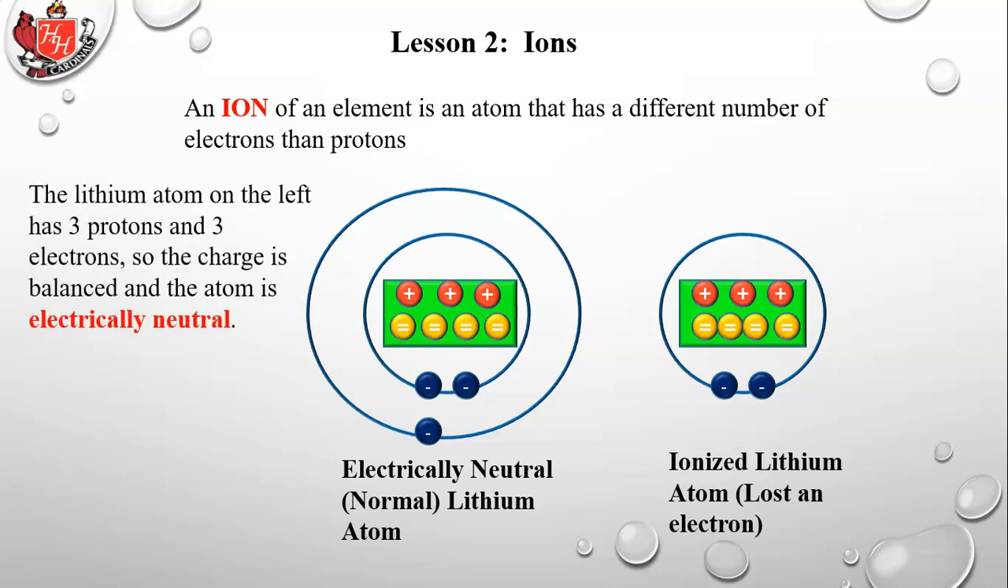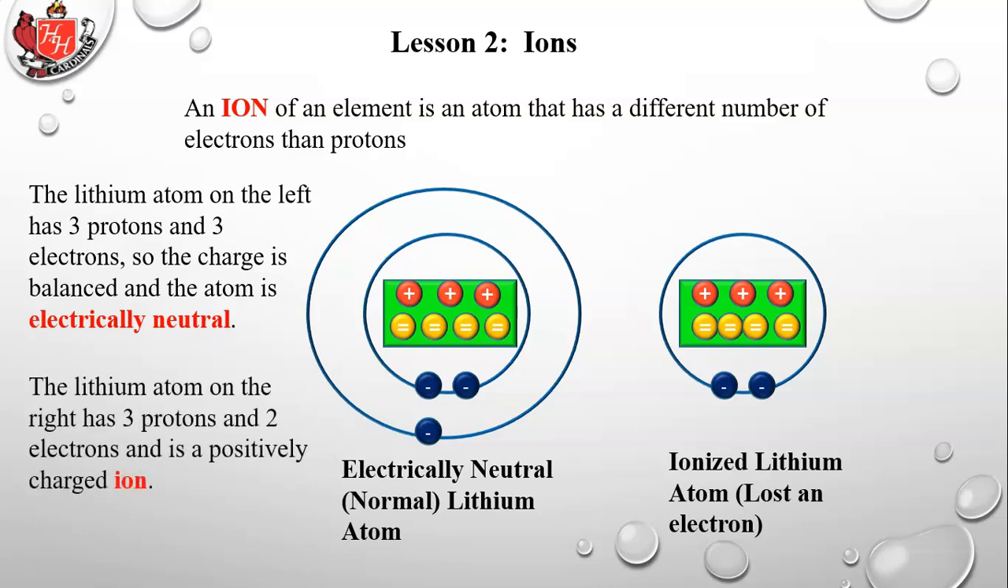The lithium atom on the left has 3 protons and 3 electrons, so the charge is balanced and the atom is electrically neutral. Electrically neutral means it doesn't have either a positive or a negative overall charge because they're balanced, positive and negative. The lithium atom on the right has 3 protons and 2 electrons and is a positively charged ion.